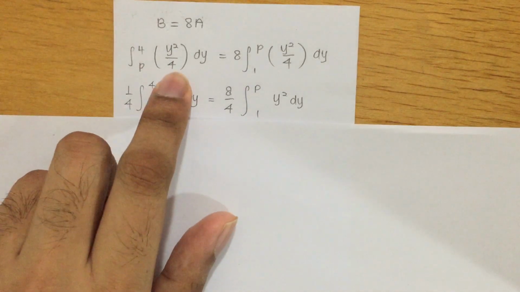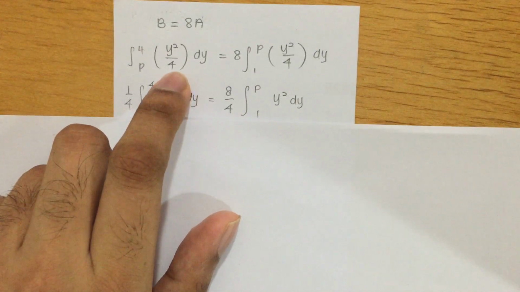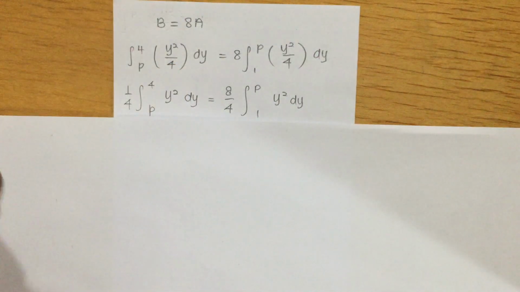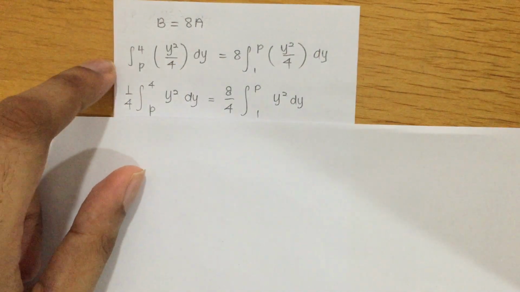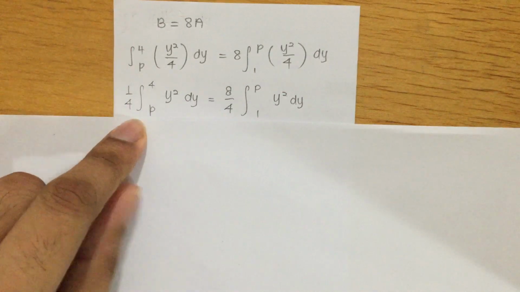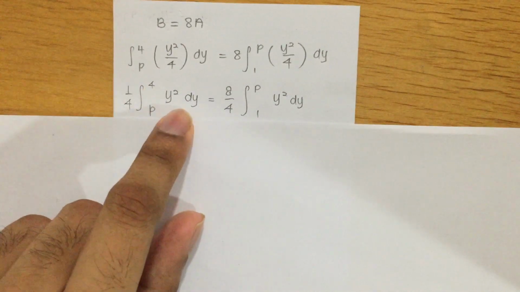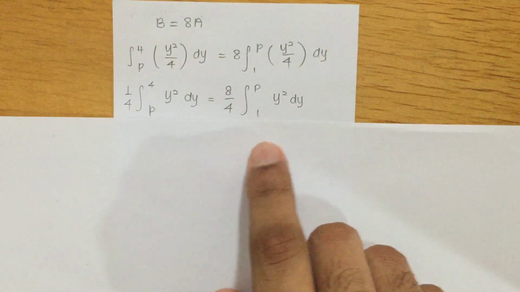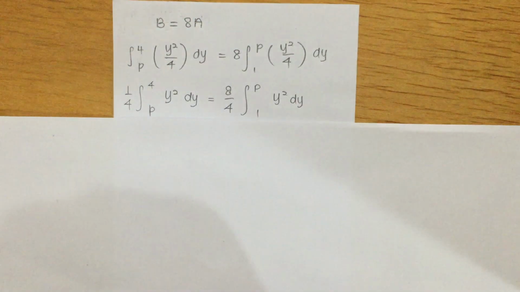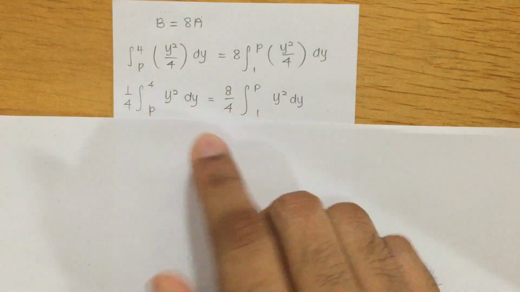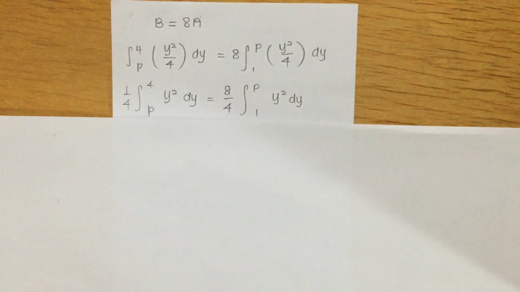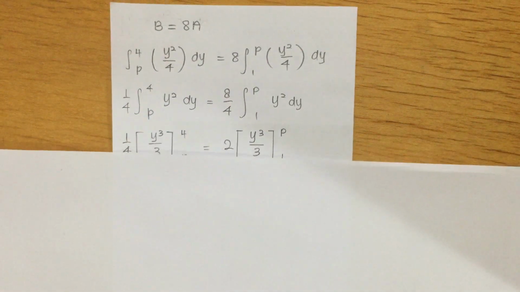So what we're going to do here, we're going to factor out the constant. Since y squared over 4, we can factor out y squared times 1 over 4. The 1 over 4 is a constant, guys, so we can remove it out of the integration. So 1 over 4 with the integration of 4 to p of y squared with respect to dy equals 8 over 4 integration with the limit p and 1 of y squared with respect to dy. So 8 over 4 you should be getting is 2. Since it is y squared and y squared, we do not need to make any arrangements in the fraction form, so we can proceed to calculate our integration.